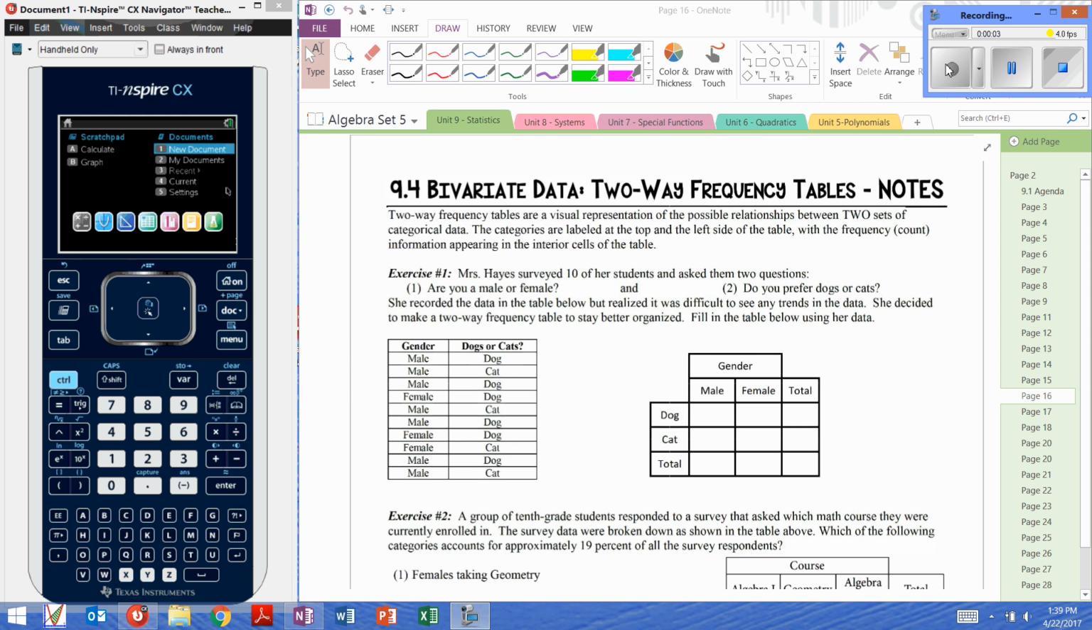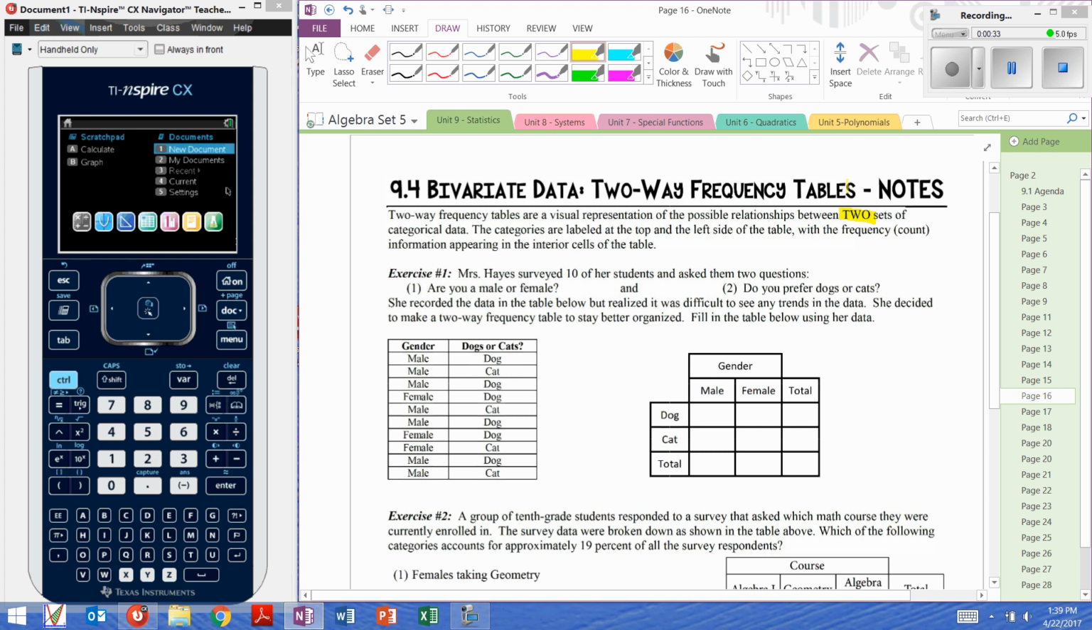You are watching the 9.4 lesson video on bivariate data two-way frequency tables. In all of the lessons before this, we've been talking about one variable data, and in this lesson, we are going to talk about two sets of data. The way that we sometimes organize two sets of data is by using what we call a two-way table or a two-way frequency table.